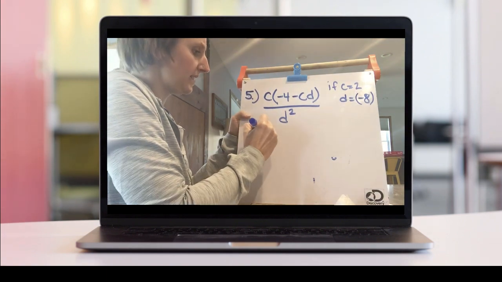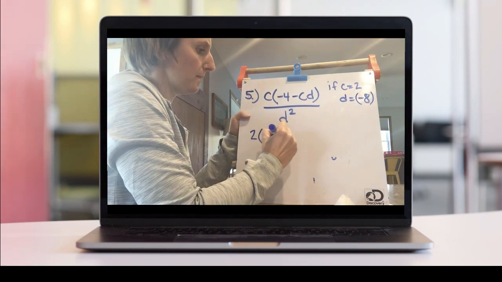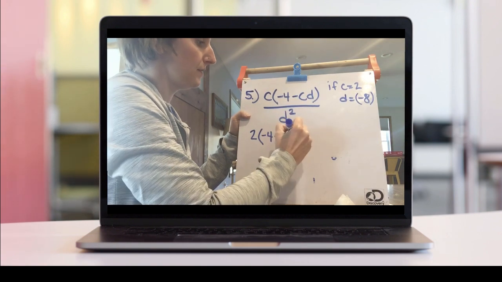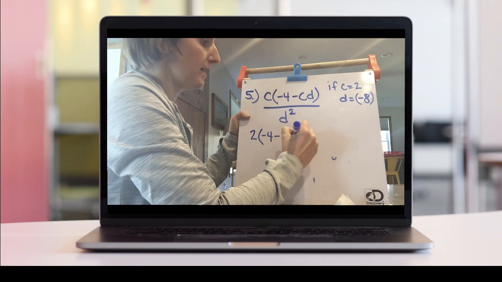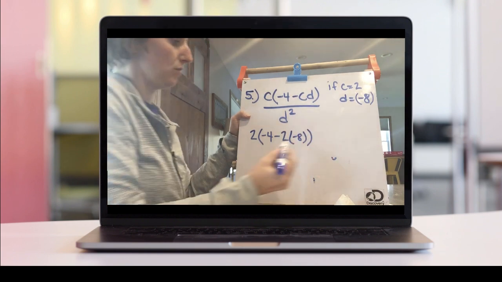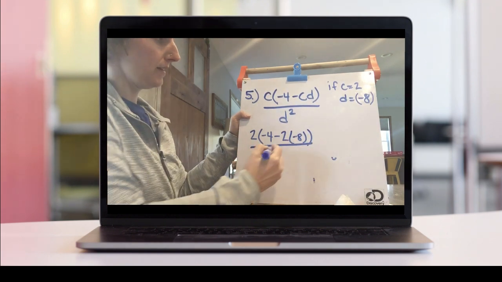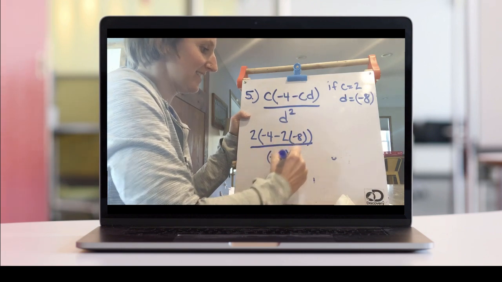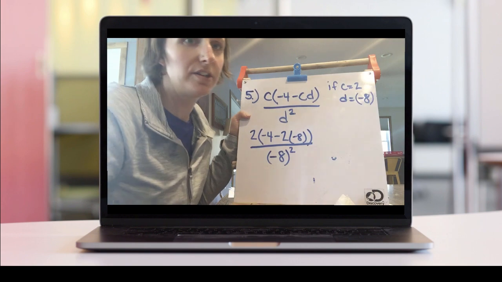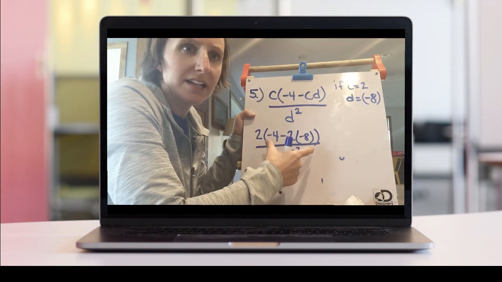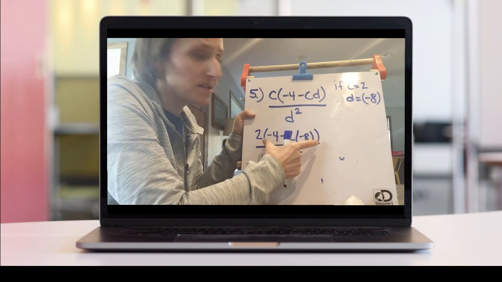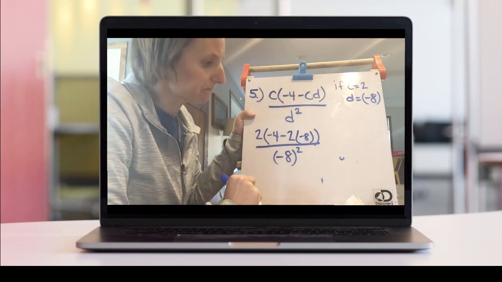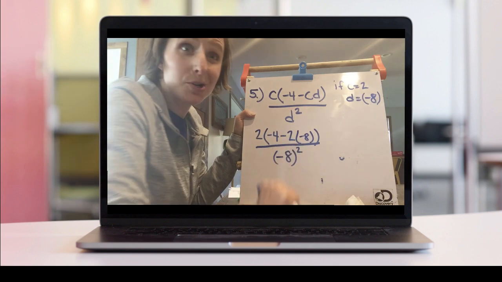Oh boy, here's where I tend to make mistakes. Negative 4 minus 2, plug 2 in for C, times negative 8, woo, over, that was a little crooked, Mrs. Kluver, negative 8 squared. Oh my goodness, this is a big one. Let's look up here. I've got 2 parentheses going on. One is a grouping symbol though. One is isolating the negative. Do you see the difference? Okay. Also, this fraction bar is a grouping symbol.